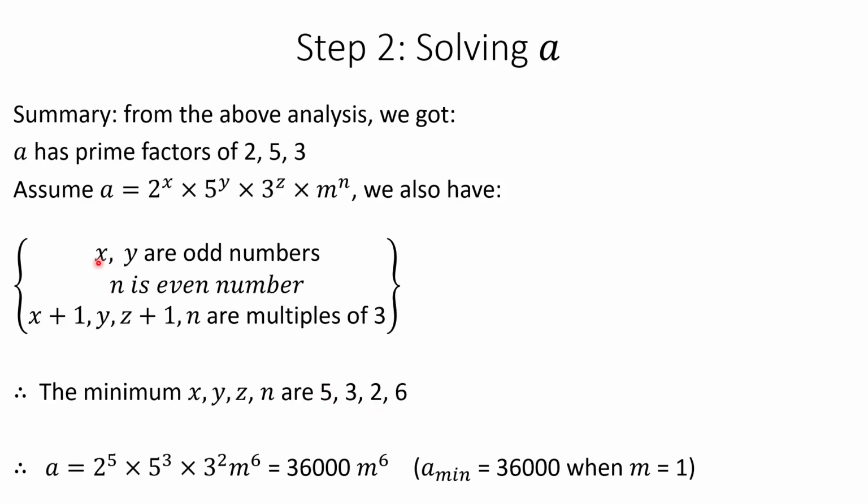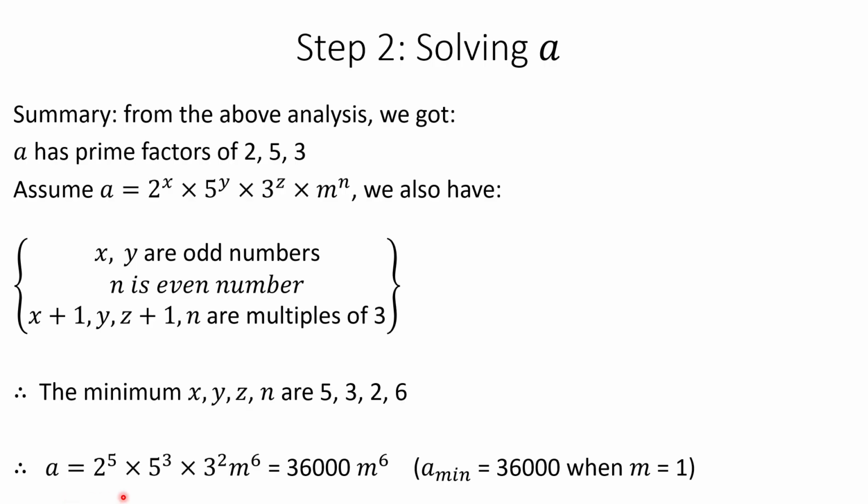So x has to be an odd number, and x plus 1 has to be a multiple of 3. The smallest we have is 5, and 5 plus 1 is 6, which is a multiple of 3. y is an odd number and a multiple of 3, which only leaves us with 3 for the minimum value. z plus 1 is a multiple of 3, so z for the smallest value would be 2. And n is an even number and a multiple of 3, so the smallest value we have is 6.